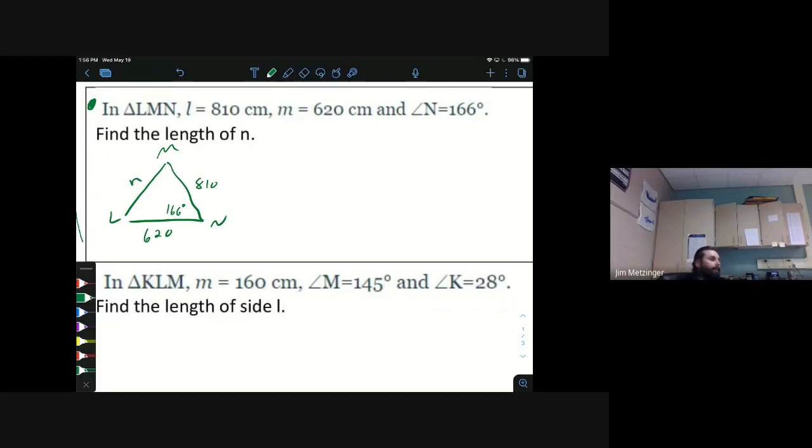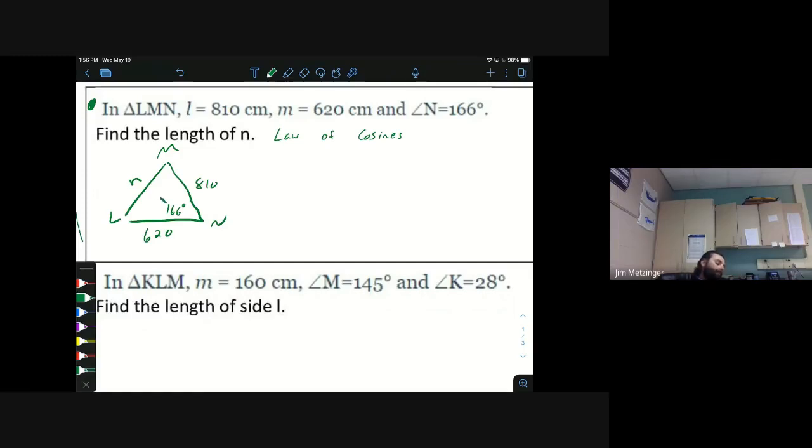How do I find side N? This kind of problem, it's been a while. Law of cosines. Anytime you have side angle side, law of cosines will help you find what you're looking for.